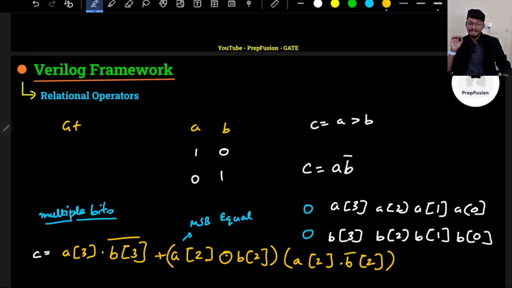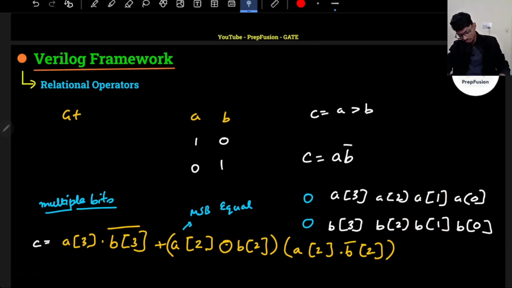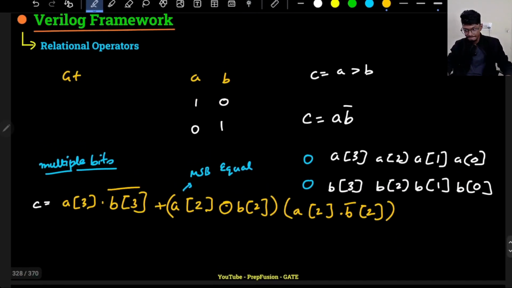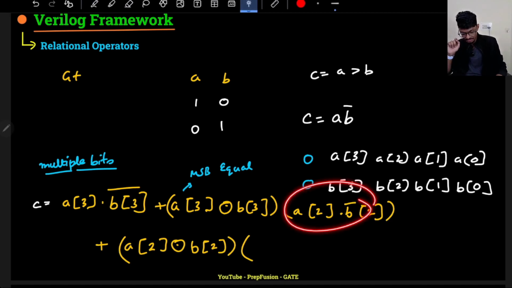Same thing again I will apply. This checks whether A of 2 is higher than B of 2. If they are equal, then again I have to check the next bit. So the same thing I have to follow here again. Sorry, I made a huge mistake. This should be A of 3 and B of 3. I was checking the MSB. Now I will check if A of 2 is equal to B of 2. If these two are equal, then I will move again with the same condition. Then I will check this bit.